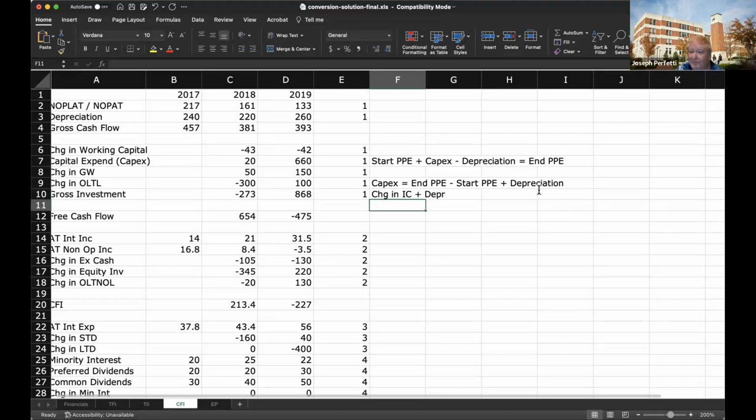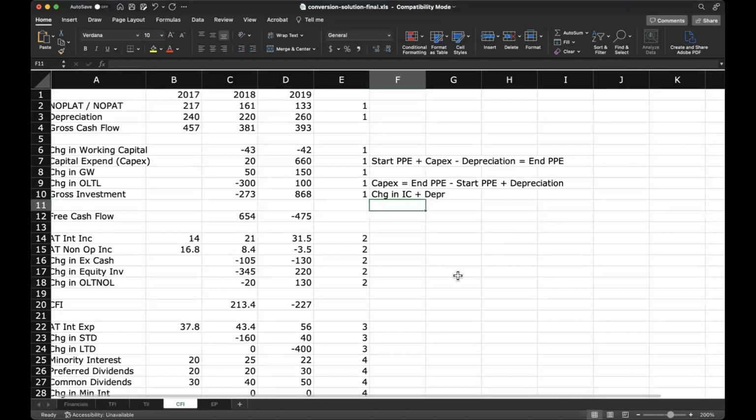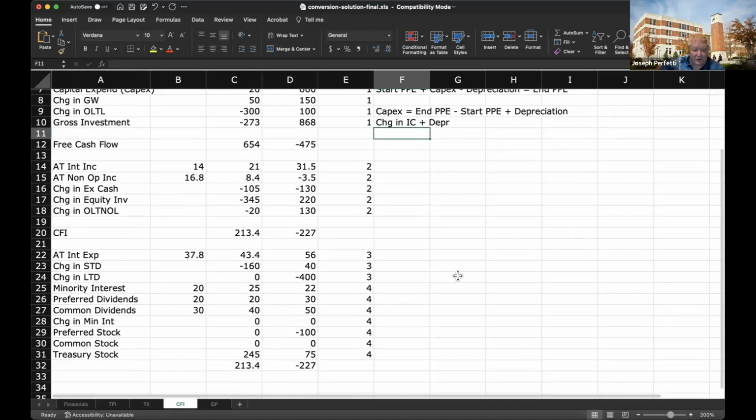Good question. Other questions about the CFI? Professor, could you explain line 25, minority interest? I'm not sure where that's coming from. So there are two minority interests that come from accounting. There's the minority interest on the balance sheet. Here's the point. Go back to the balance sheet here.